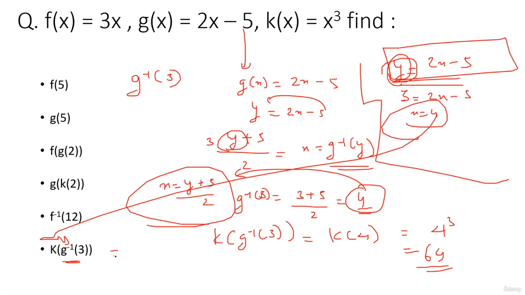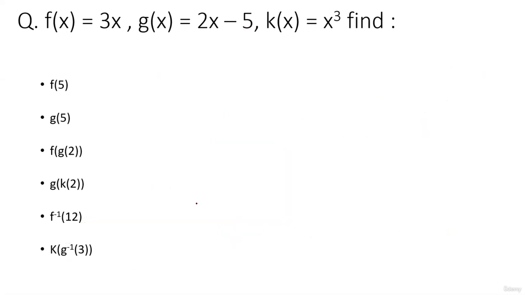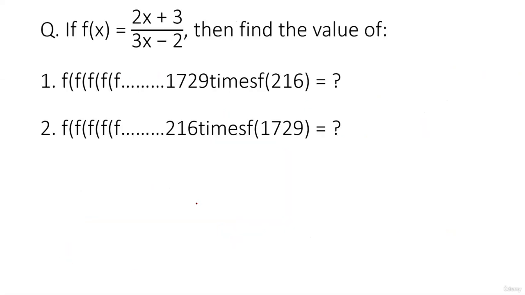K of 4. K of 4 will be 64. Okay, you don't need to solve the entire thing to find out the inverse. Not needed at all. All right, guys. So I hope you've understood this. Let's go on to the next question.